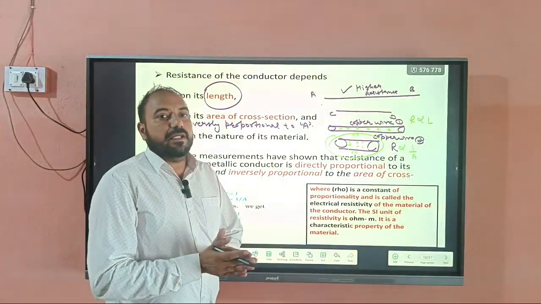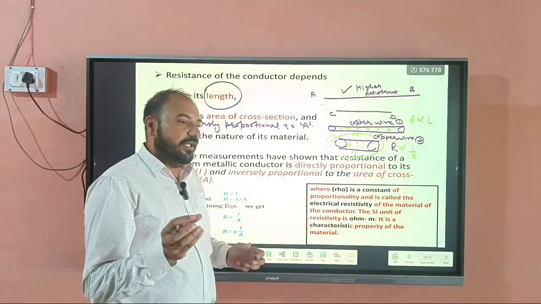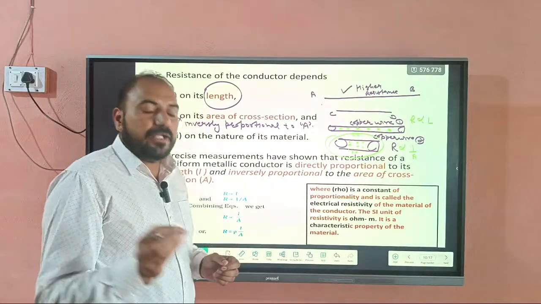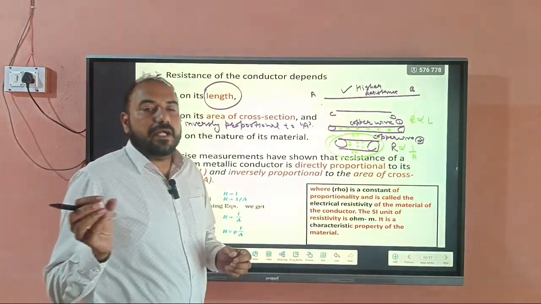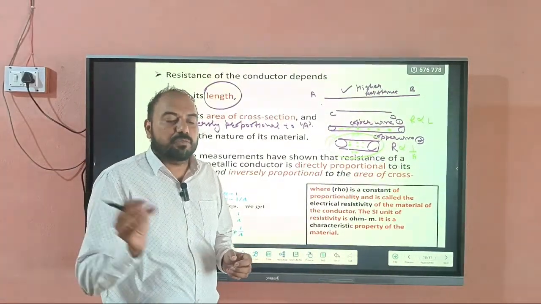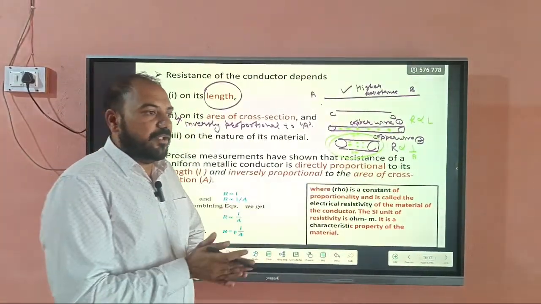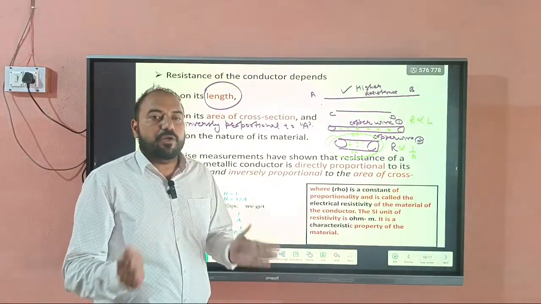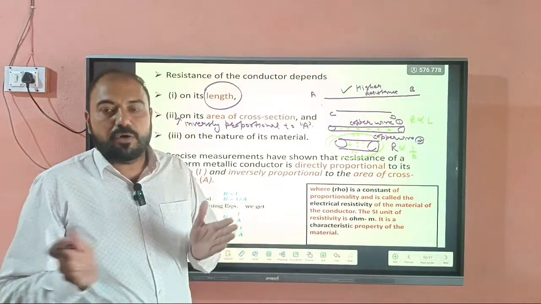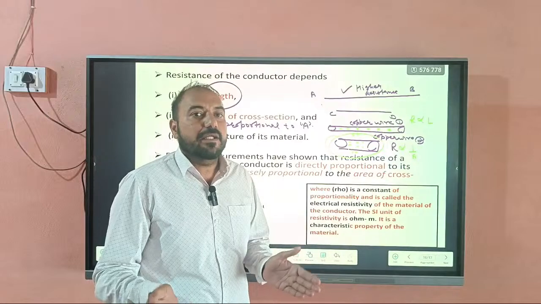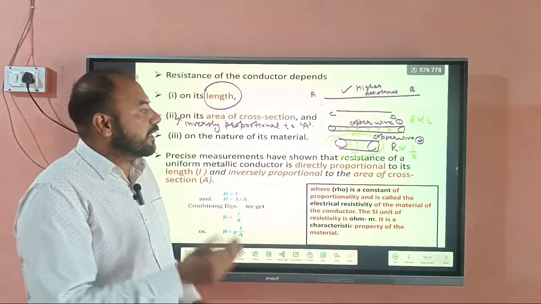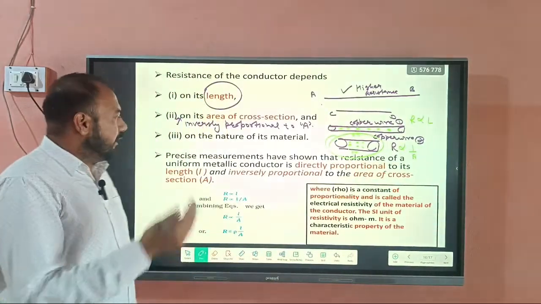When we increase the temperature, collision of the charge carriers increases, because when you heat the wire, the charge carriers gain kinetic energy and become fast moving. If they become fast moving, the collision rate increases. If the collision rate increases, the speed of the electrons slows, and ultimately resistance increases. If resistance increases, current decreases.